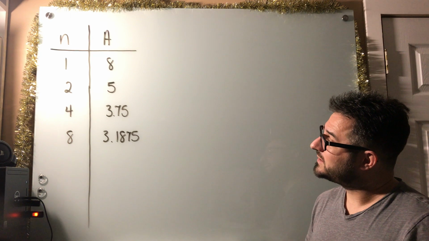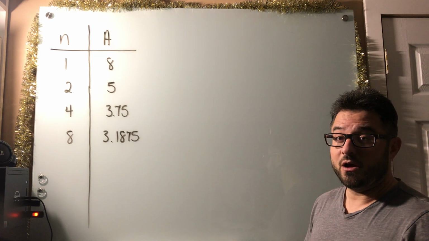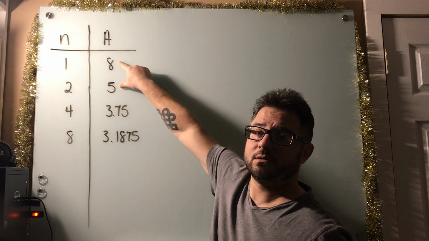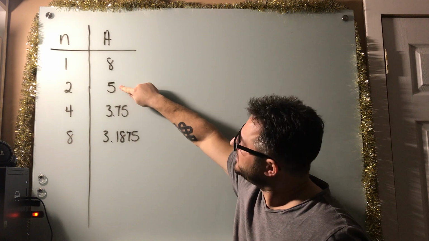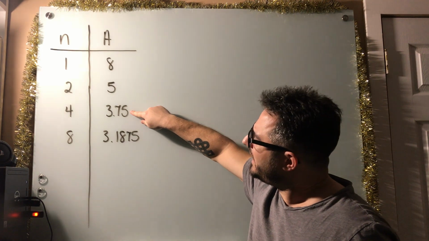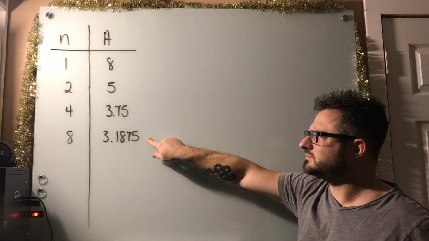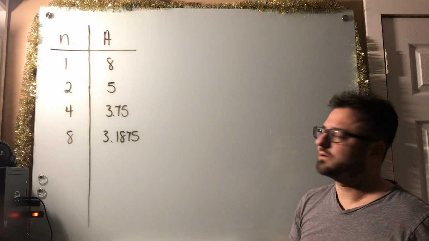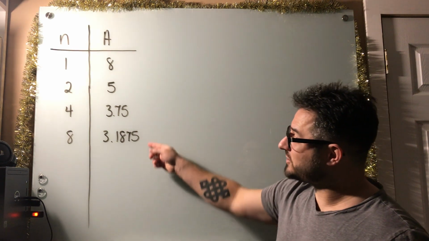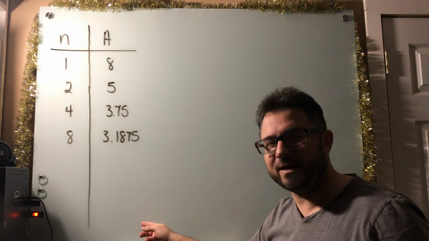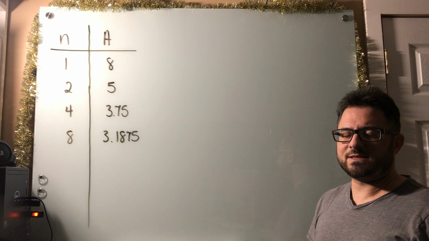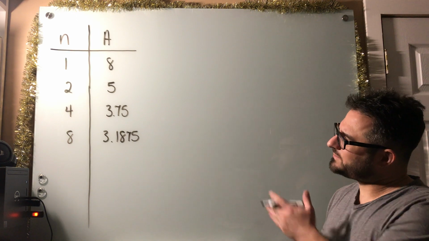Looking at these values, it would be nice if we could draw a conclusion as to what they're approaching. Because if you notice, it drops quite a bit at first. It drops by 3. But then the next time it only drops a little bit. It only drops by 1.25. And then the next one it drops by, well, not even a whole number. So it's slowing down. The next time it should drop by even less, and then by even less, and then by even less.